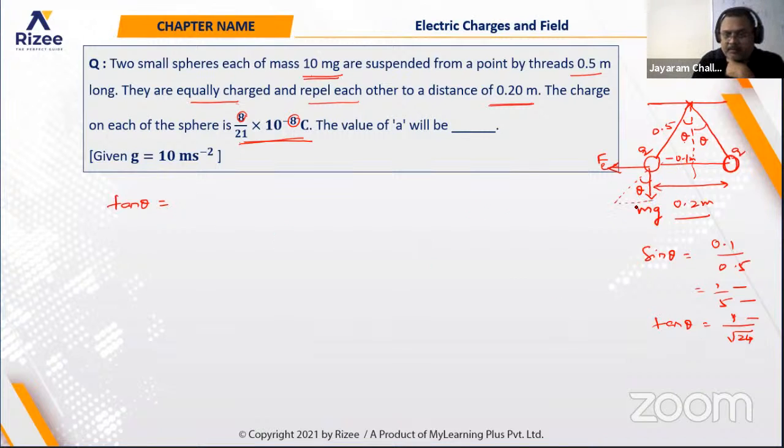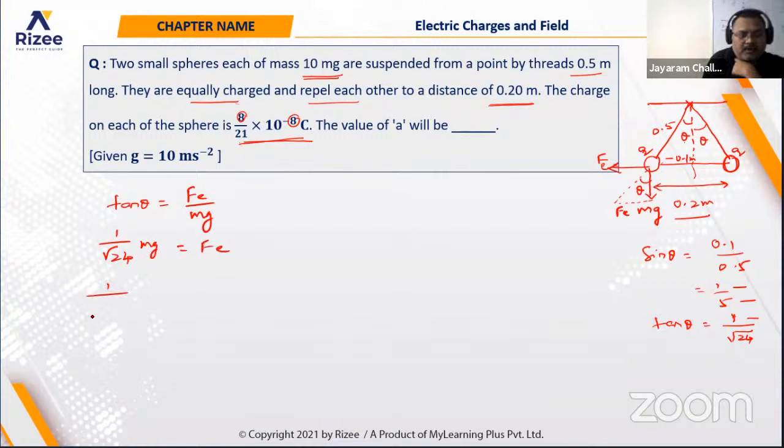From this diagram, tan theta is the opposite side, which is Fe, by the adjacent side, which is mg. So Fe by mg, you can write it. Since this is the tan theta value you have, 1 by root 24 into mg is equal to your Fe. The mass is 10 milligrams, that is 10 into 10 power minus 3 grams, another 10 power minus 3, so in total 10 power minus 6 kg.